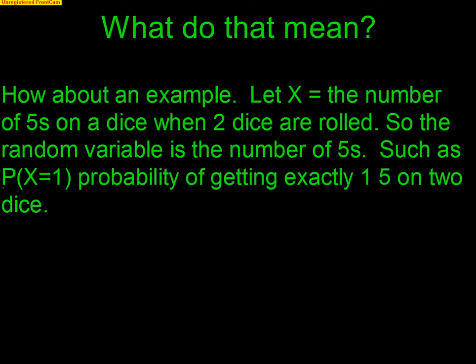such that the probability of x equals 1 is the probability of getting exactly 1 five on the next 2 dice. And my possible outcomes, by the way, are 0, 1, and 2 for this, because I could have 0 5s, 1 5, or 2 5s on the next roll.